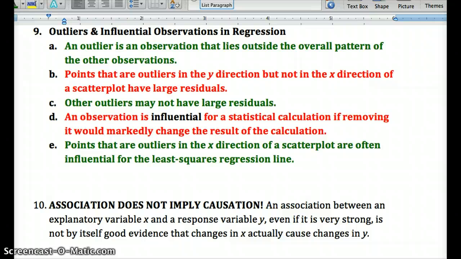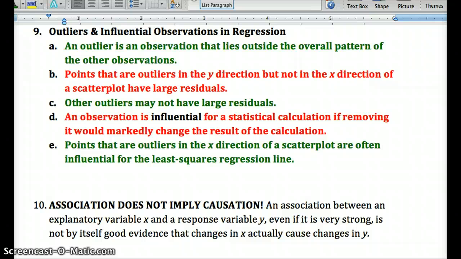Observations are influential for a calculation in statistics if removing them would markedly change the result of the calculation. So if removing a point would really change our regression line, then it would be called influential. Points that are outliers in the x direction are often influential for the least squares regression line.